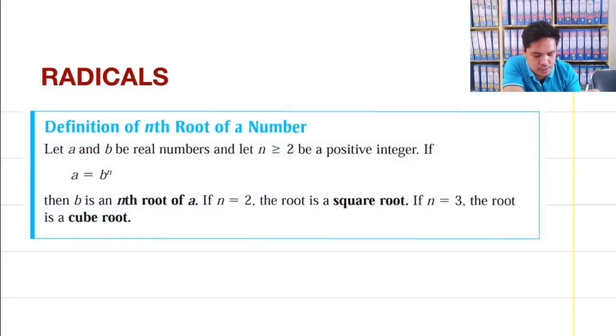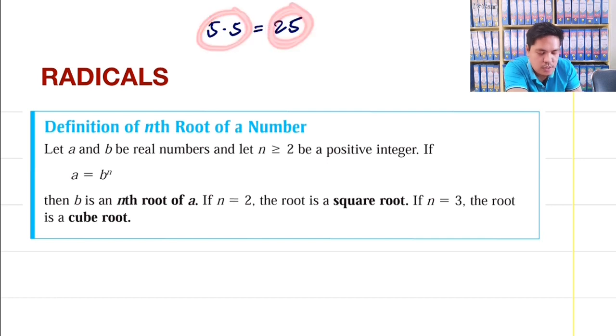Okay, for radicals, you are already familiar with square root. So square root is a radical. For example, we have 5 times 5. Let's try this. 5 times 5, the result is 25. So we could say that the square root of 25 is 5 because 5 squared is 25. The square root of 25 is 5 because 5 is one of the two equal factors of 25.